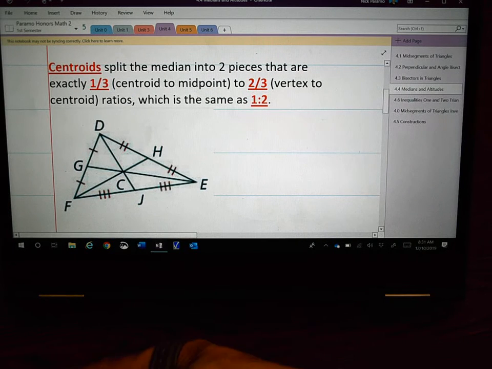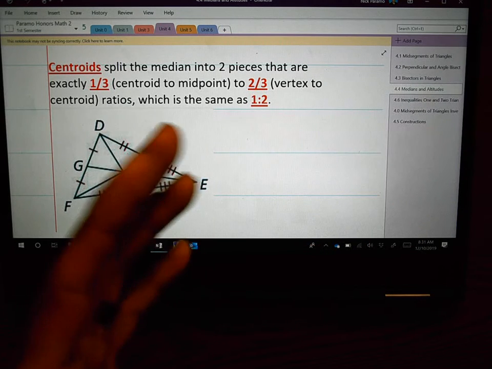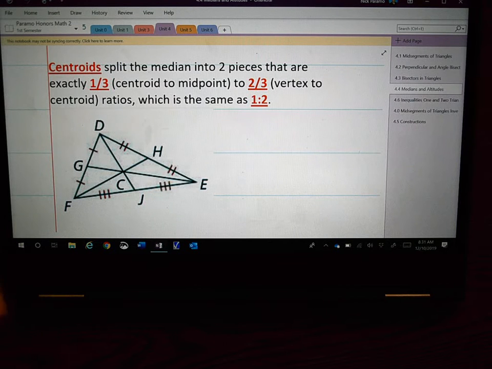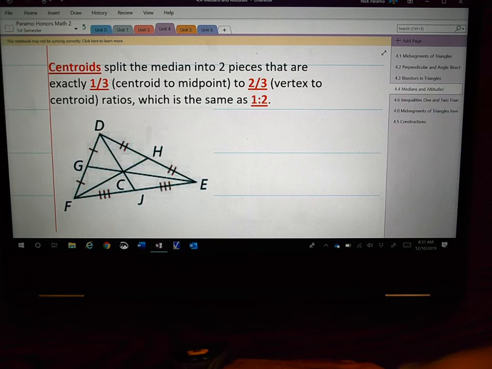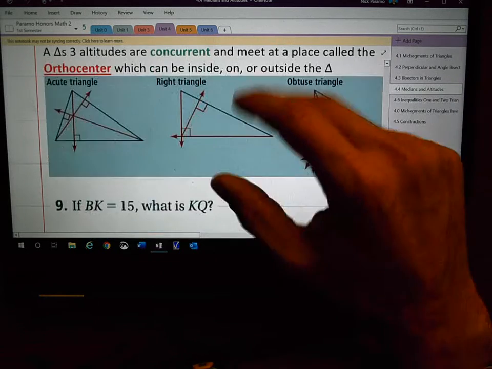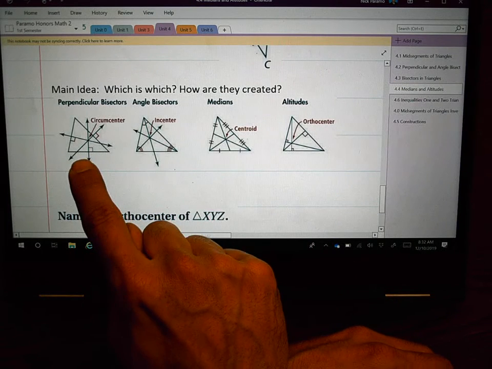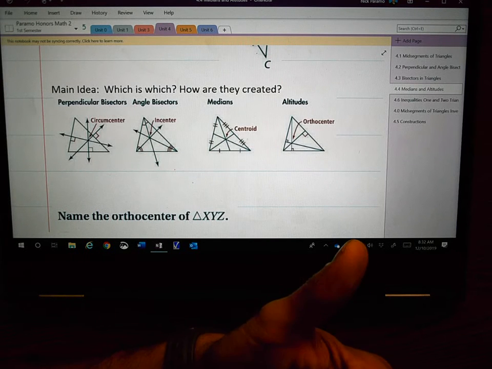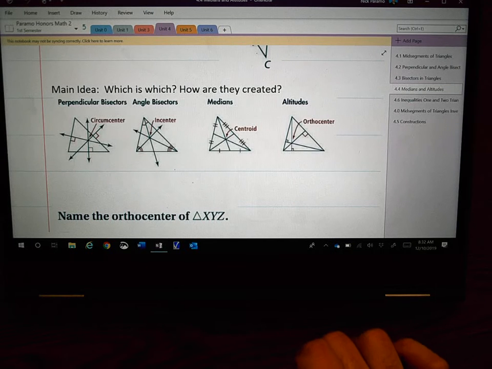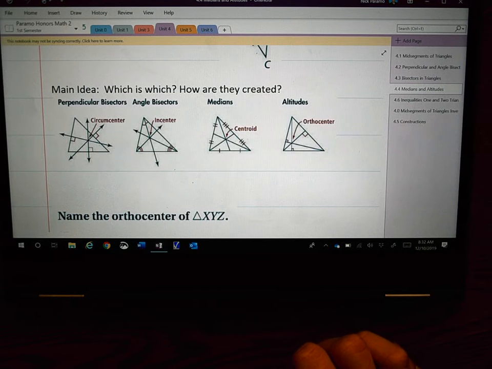And so everything else in Chapter 4 beside that midsegment was about how we can create these 4 specific points in a triangle. What were they called? What were they made up of? Our big idea in Chapter 4 was that we had to know how the circumcenter and the incenter and the centroid and the orthocenter were created. What were they created by inside a triangle? And 3 of those had very specific properties that you had to know.